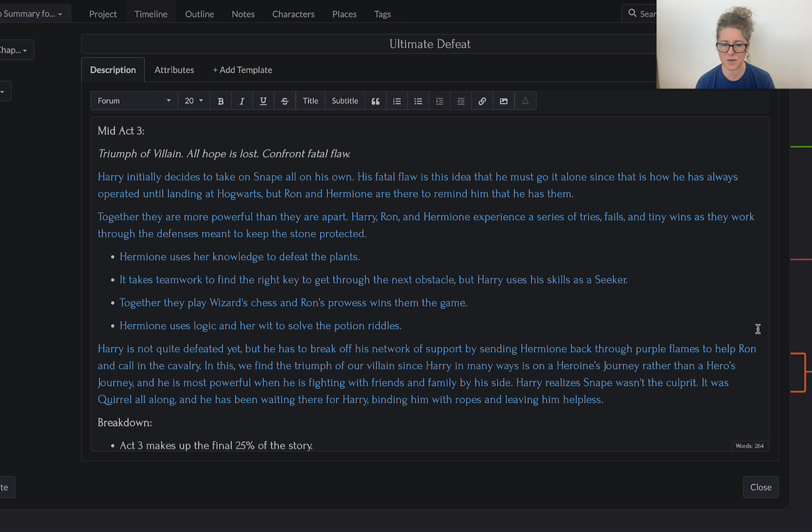In this, we find the triumph of our villain, since Harry in many ways is on a heroine's journey rather than a hero's journey, and he is most powerful when he is fighting with friends alongside him and family by his side. Harry realizes Snape wasn't the culprit, it was Quirrell all along, and he has been waiting there for Harry, binding him with ropes and leaving him helpless.